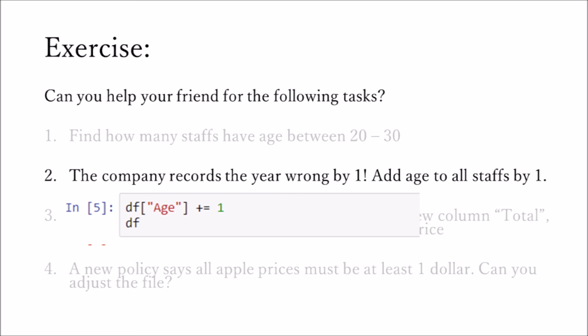Then your friend needs to correct all the ages of all staff because the year is wrong by 1. Remember, there is a column operation available in Pandas, so we just need to treat the columns as a single variable and add 1. Then Pandas will add 1 to all entries along that column.